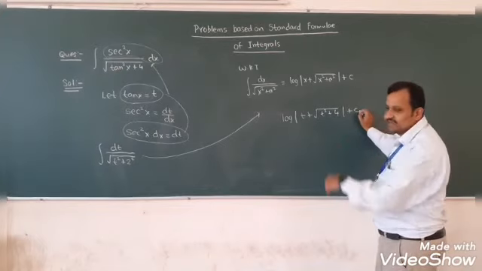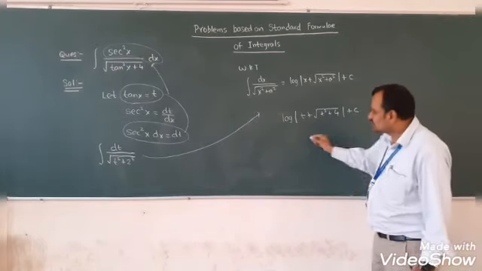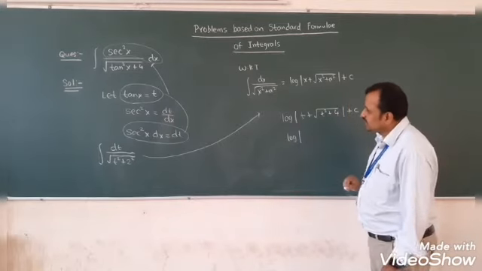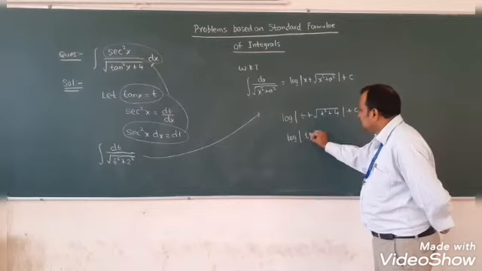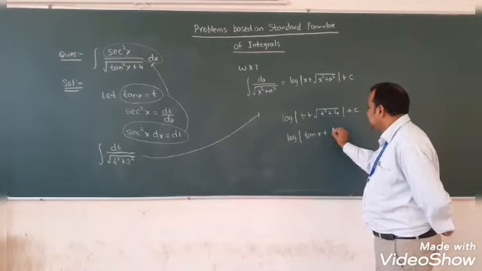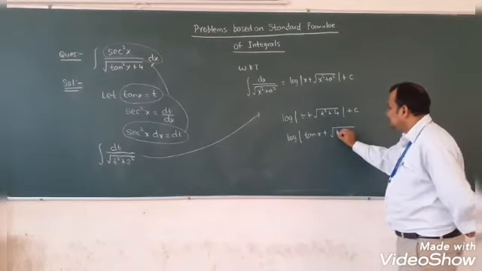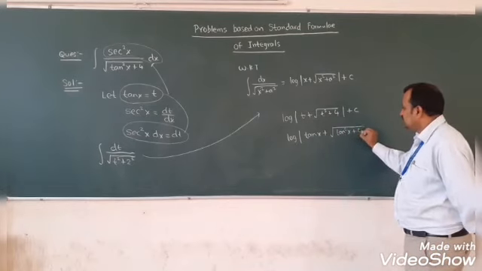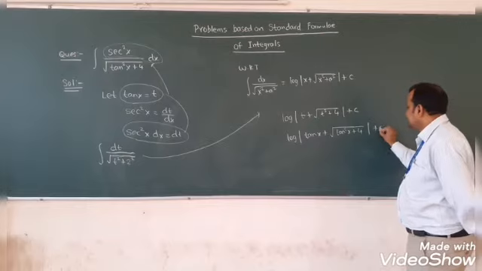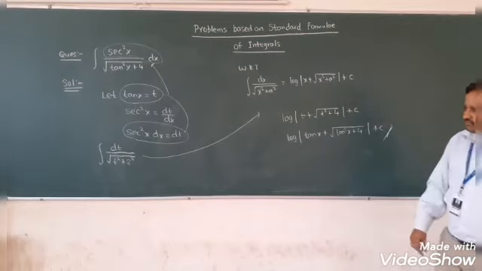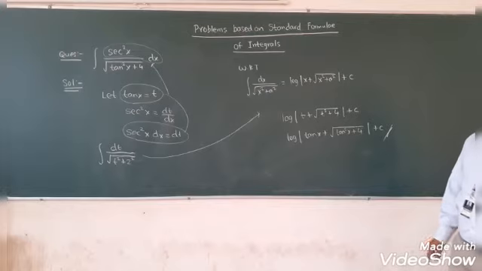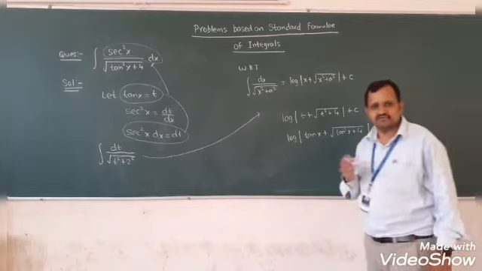The question is in terms of x. So the answer should be in terms of x only. So log of t, what is your t? T is nothing but tan x, plus square root of tan square x plus 4, plus c. So this is the required answer. I hope all these steps are clear. So identify the form of the question and apply the appropriate formula.